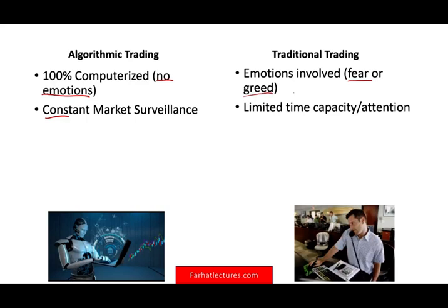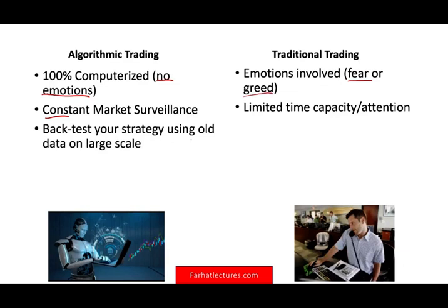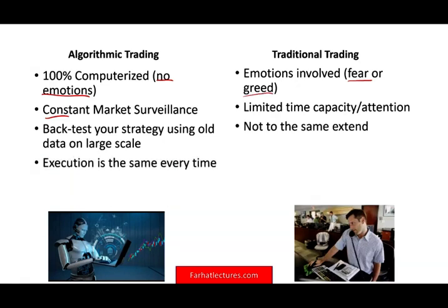Now, a traditional individual has limited time capacity and attention during a particular day. You can backtest your strategy, using old data on a large scale. So with algorithmic trading, once you write the program, you can test it based on old data. You could do this with traditional trading, but not to the same extent. Execution is the same every time because it's 100% computerized. It's consistency.